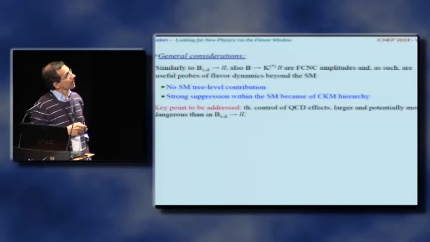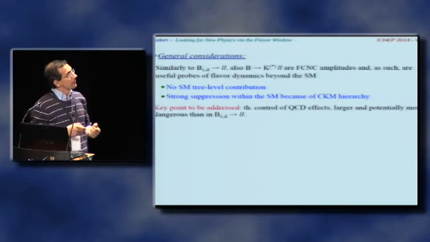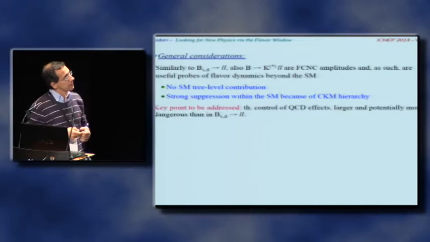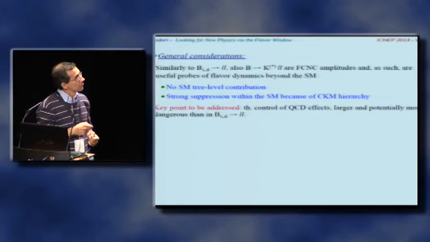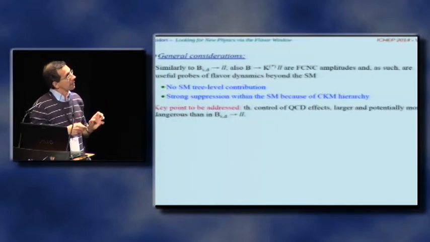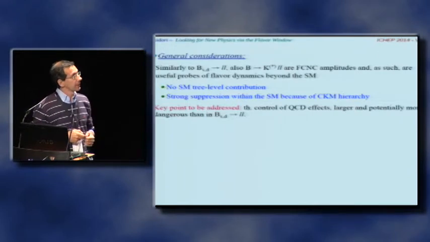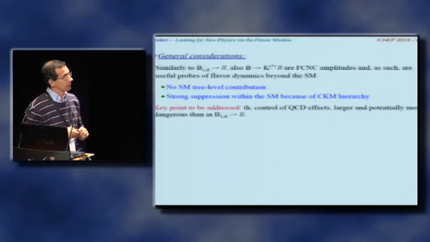Similar to B→μμ, also B→K*ℓℓ is a very clean, very sensitive probe of physics BSM, because it receives contribution from electroweak amplitude, so there is no tree-level contribution within the standard model, and there is a strong suppression because of the CKM hierarchy. However, the key difference between B→μμ and B→K*ℓℓ is that in the case of B→K*ℓℓ, because of the extra hadron in the final state, QCD effects are much more important, and so the theoretical control is more difficult.